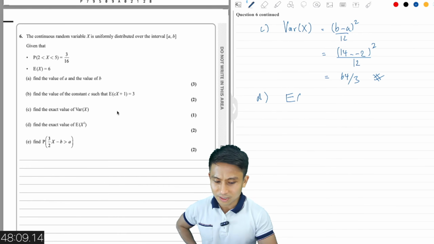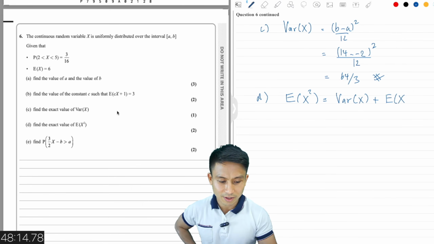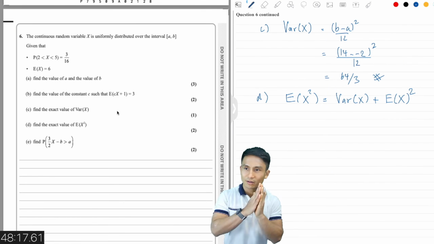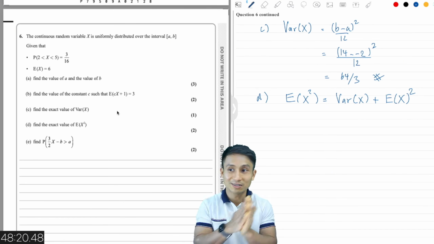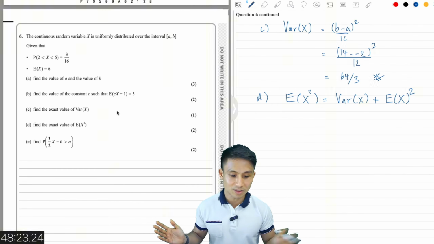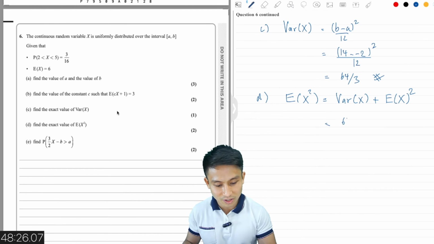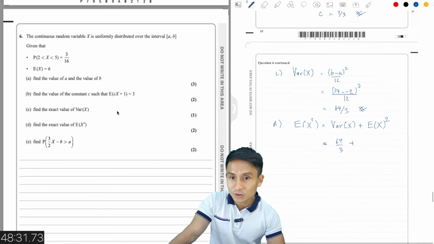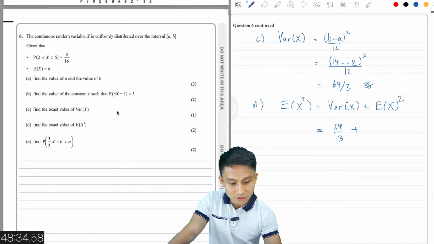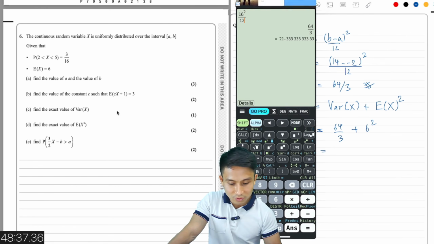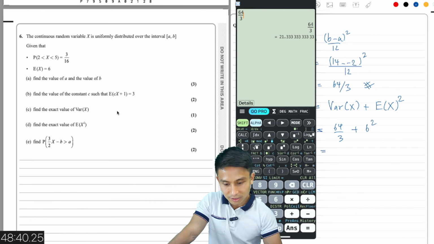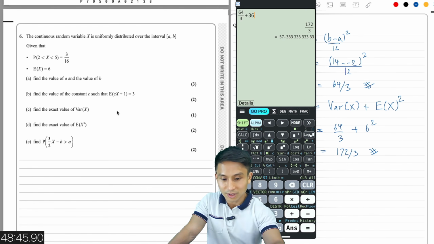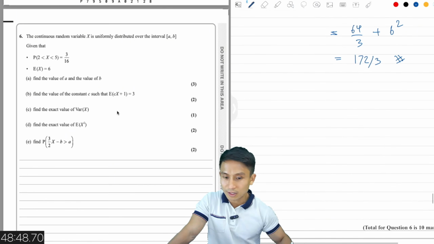Now we want to find E of X squared. Well, that's simple. That's just Var X plus E of X, all squared. Because the formula for Var X is E of X squared minus E of X, all squared. So if we solve that equation, we get E of X squared as the subject. So that's just Var X, which is what we got earlier, plus the expected value, which was 6, from the question, 6 squared here. So we're just going to do 64 over 3 plus 36. And that is just 172 over 3. Exact value as well.